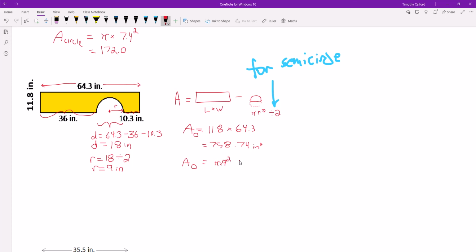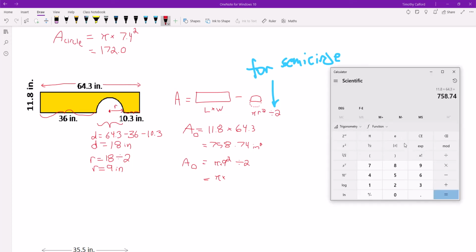squared, and then we'll divide that by 2. Now don't forget, squaring is not multiplying by 2. That means times itself. So that means 9, well, we could use our calculator here, do it all in one step if we wanted to, but 9 times 9 is 81. We could take pi times 9 squared and then divide that by 2 equals 127.23.